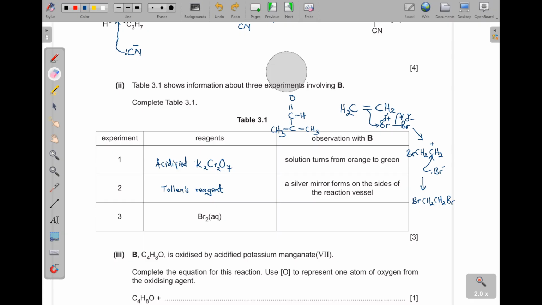Okay, it's between the two carbons, the double bond between the two carbons. So this one is not going to give a positive test. So we just say no reaction. So this one is true for alkenes. They will give a positive test with bromine, which is a brown liquid, and it turns colorless. Why? Because they have broken this bond between the bromine atoms.